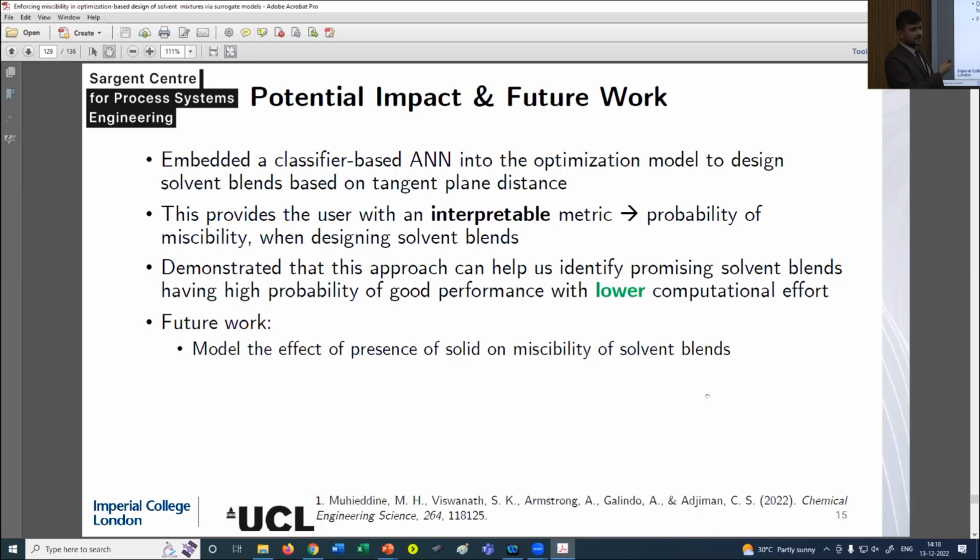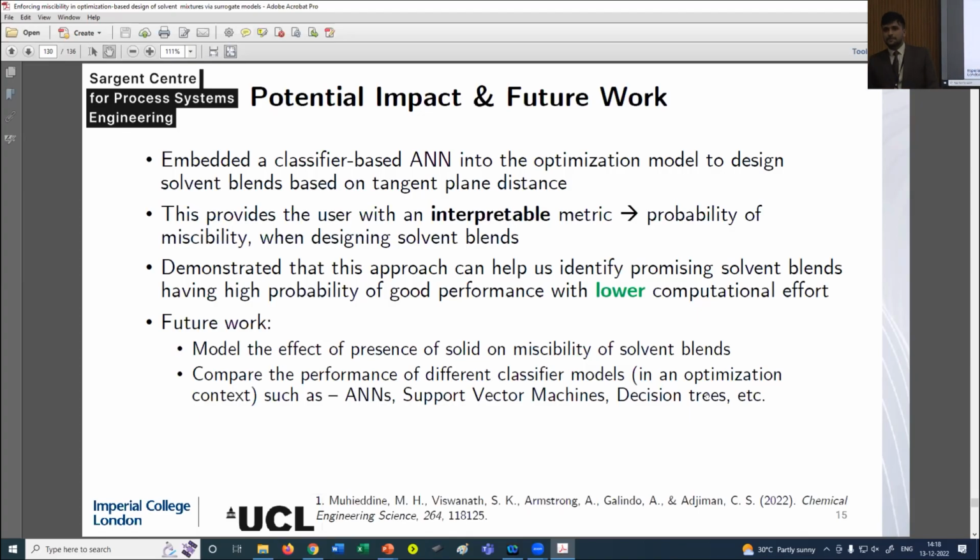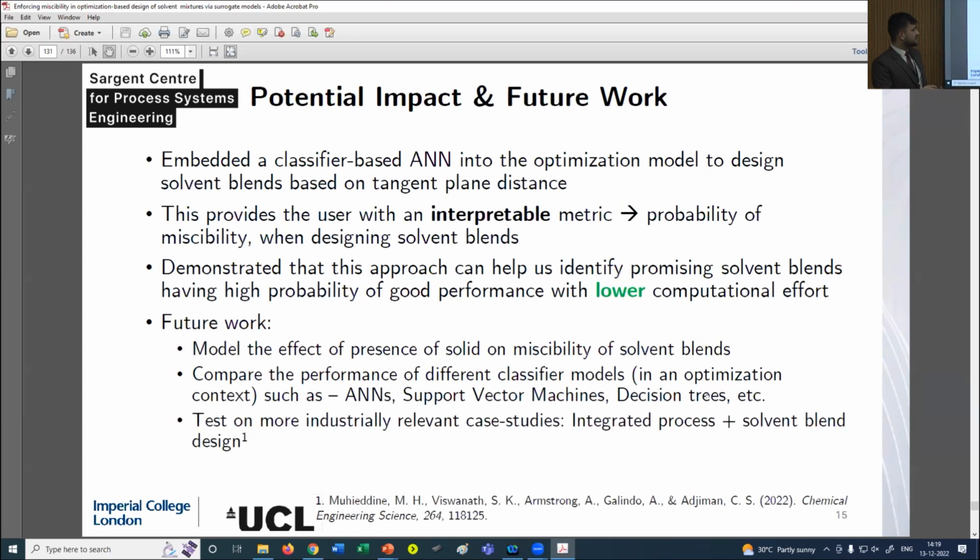And as part of future work, as I said, we want to model the effect of presence of solid on miscibility of solvent blends. We also want to compare the performance of different sort of classification models such as support vector machines, decision trees, etc. in an optimization context when we check for miscibility. And finally, we would like to test on more industrially relevant case studies with the references shown here, where they account for end-to-end process design and solvent blend design.